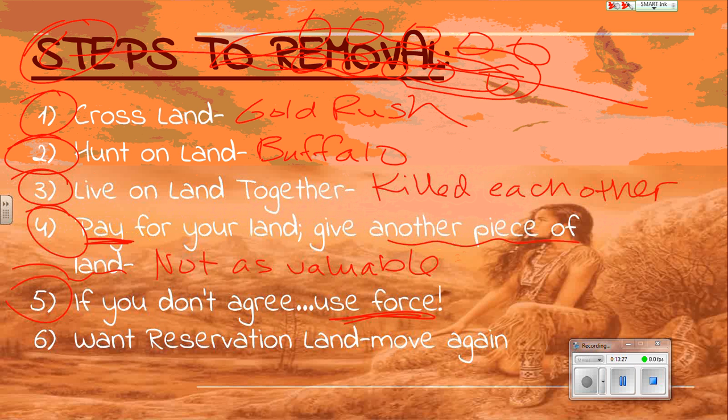And the last step is even worse. So now we've moved you onto a reservation. Let's say they moved them all to Oklahoma, like we did with the Trail of Tears. Well, now people want to settle in Oklahoma because it has that beautiful red soil. So now we want your reservation, so we're going to make you actually move again. And they moved them further into other places that were also much smaller and smaller and smaller. And that's kind of the pattern as to how everything went.